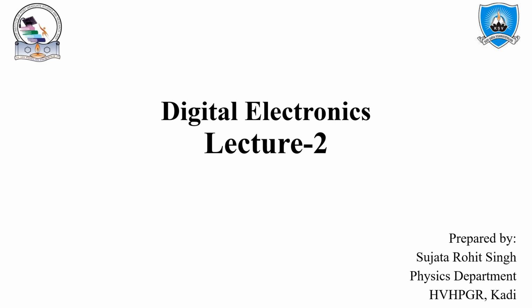In my previous lecture, I talked about the number system, where I discussed four different types: the decimal number system, binary number system, octal number system and hexadecimal number system. And then I showed you with the help of examples how to convert the decimal number to binary form and the binary number to decimal form.